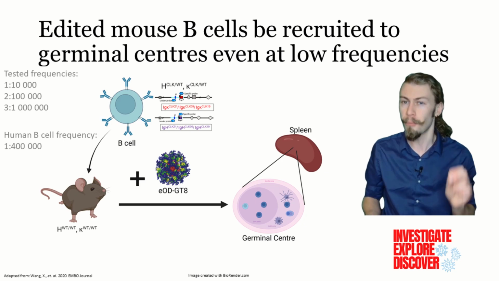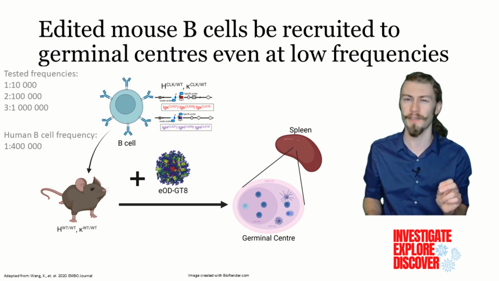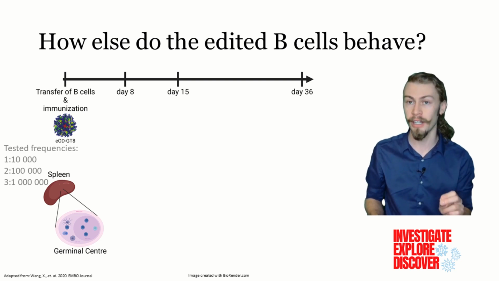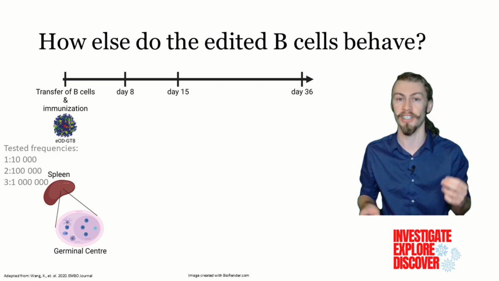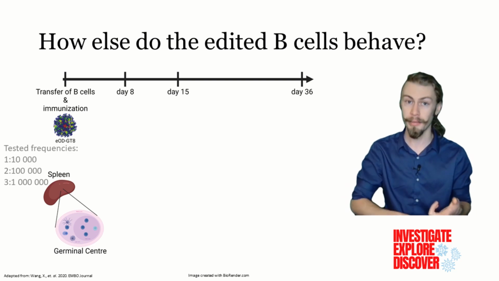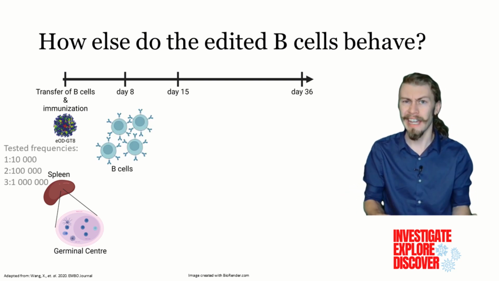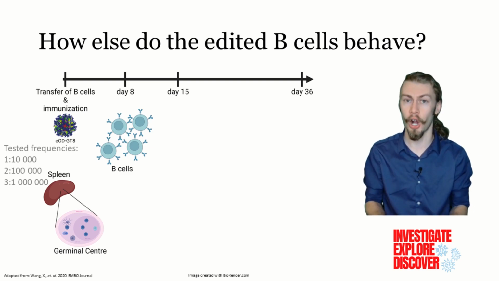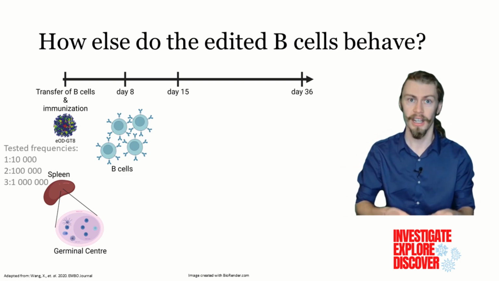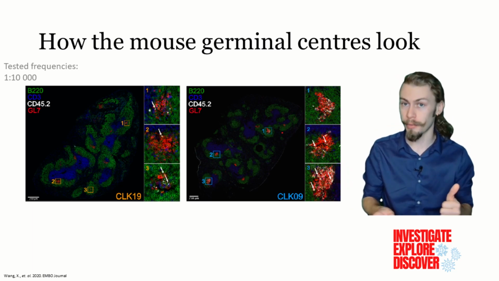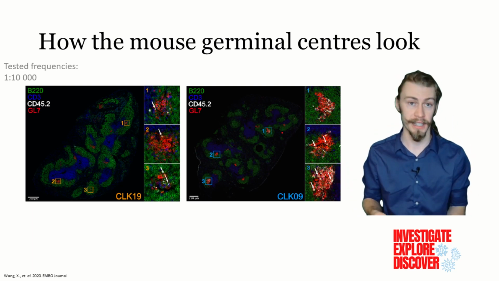However, there was still more to look at in terms of how the B-cells functioned after adoptive transfer. A time course experiment was used to identify how EOD-GT8 immunization affects the germinal center response kinetics, accumulation, and somatic hypermutations of the edited cells. On day 8, these results showed that edited B-cells are recruited to germinal centers. You can see here what this actually looks like. The red denotes the germinal centers, and the white are the transplanted cells.